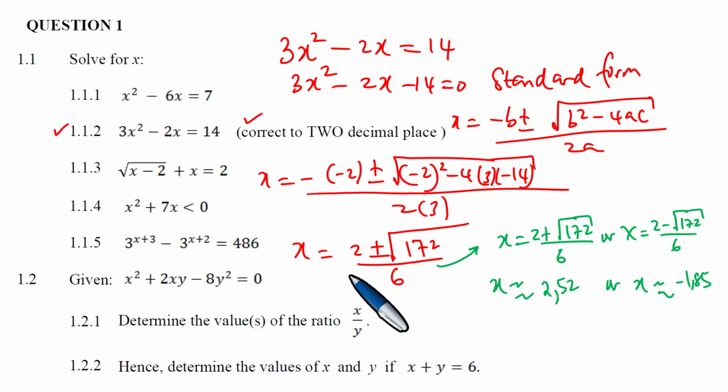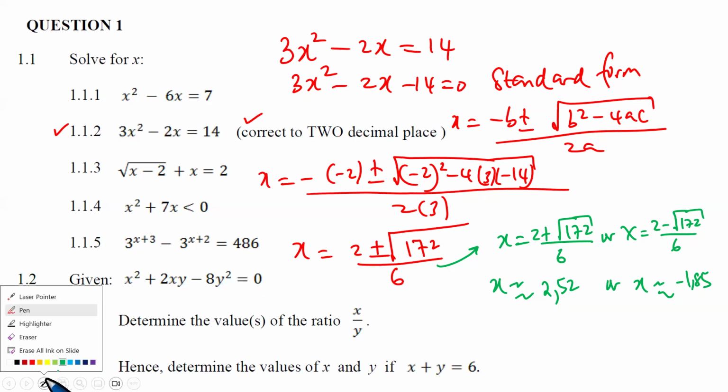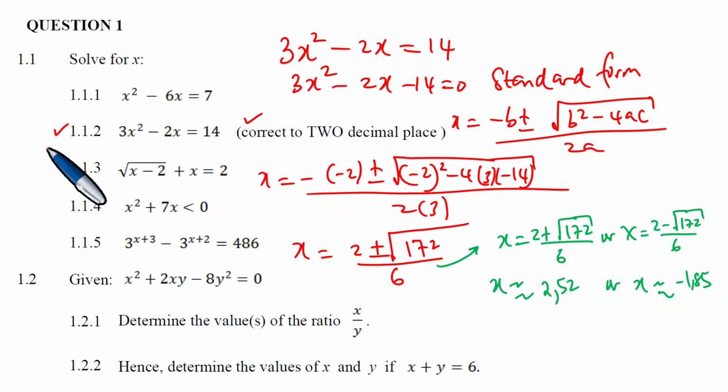As a consequence, the two values of x obtained here are as follows, meaning that x is approximately 2,52, or x is approximately minus 1,85, like this. Okay, then we look at 1.1.3.